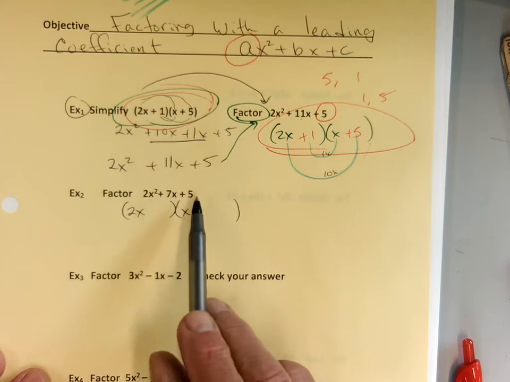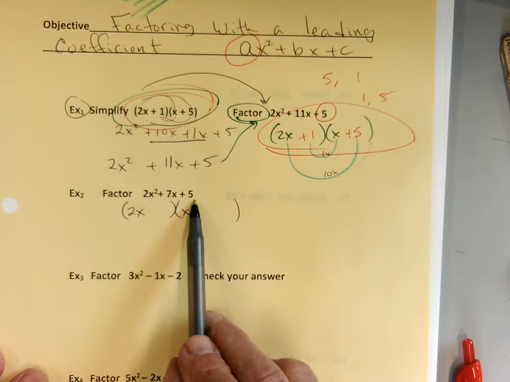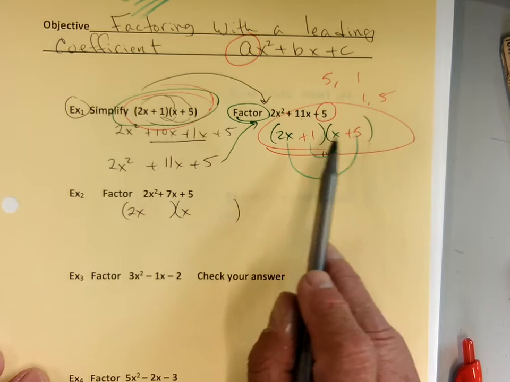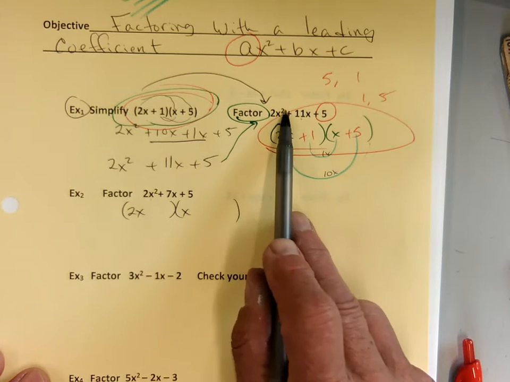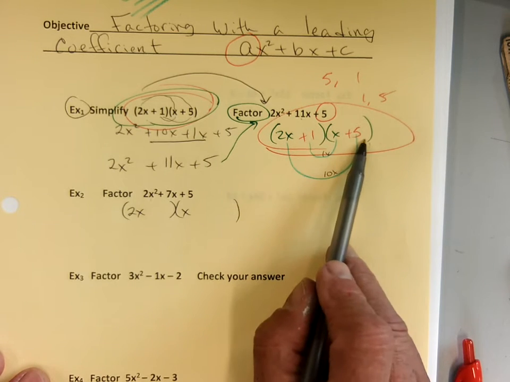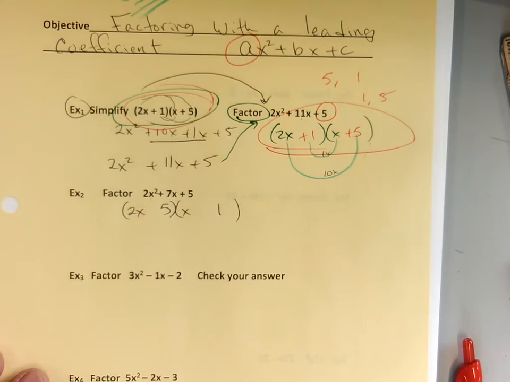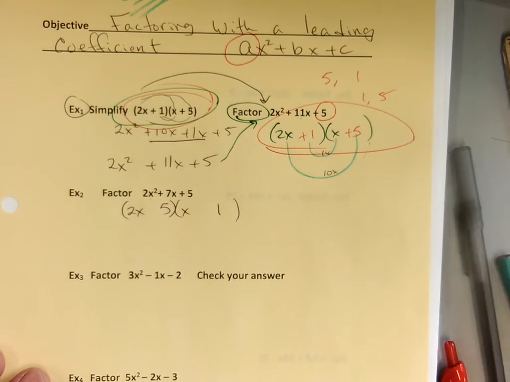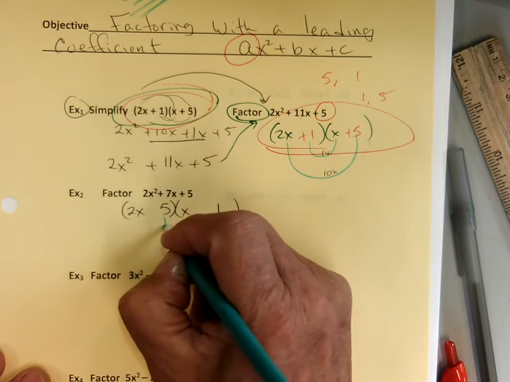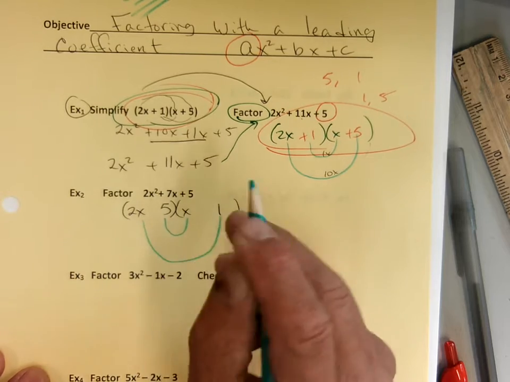Okay. What times what makes 5? 1 and 5. Now, this time, instead of the 1 and 5 here, I don't want to make 11, do I? So the 1 and 5 here, I'm going to go 5 and 1 like this. Where's the 7? That's where you do your double smiley. Check. This is your check. Can you see the 7 already?